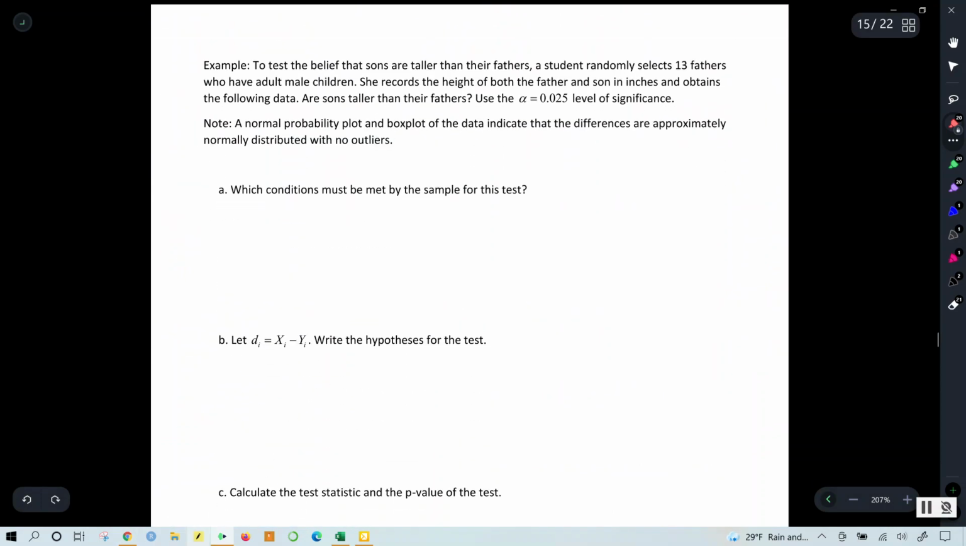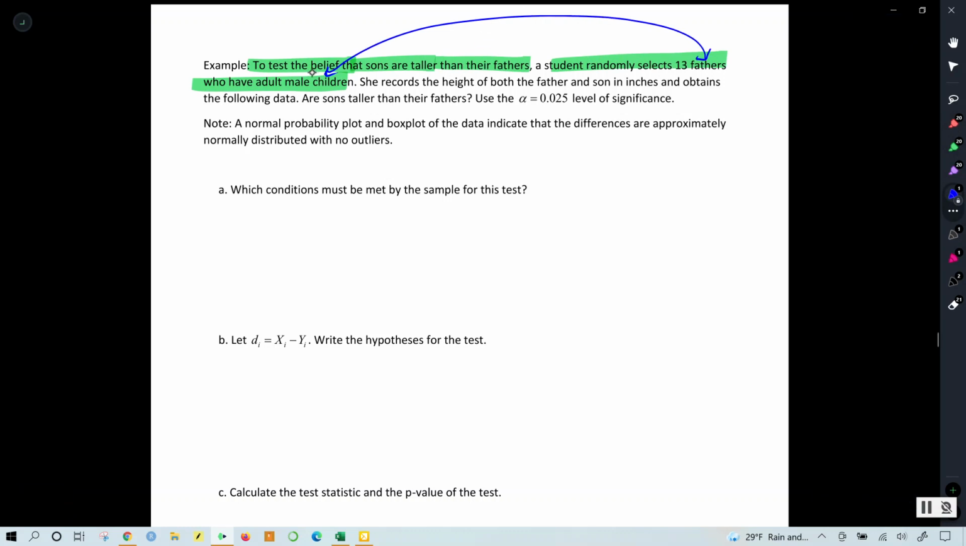In this question, to test the belief that sons are taller than their fathers, a student randomly selects 13 fathers who have male adult children. That means we want to make sure that they are matching pairs here. So you match each father to the adult male child. So this means you're definitely going to need to use a test of means based on matched pairs design.